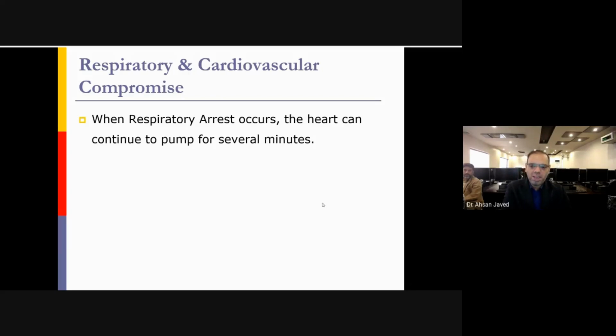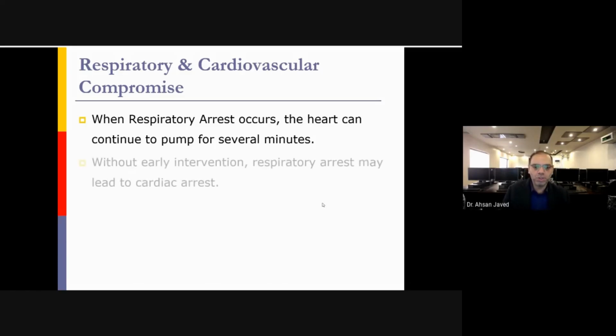Many times, a person who only has a respiratory arrest because of unconsciousness can be saved if the airway is opened by the techniques we have learned before. But if the respiratory arrest is not managed in time, it will eventually lead to cardiac arrest. Stopping of breathing does not stop the heart. The heart continues to pump blood into the body for several minutes. Eventually, because of lack of oxygen, the heart also stops pumping blood.